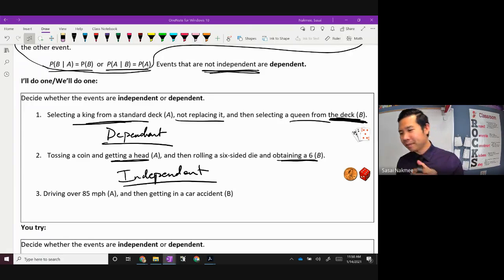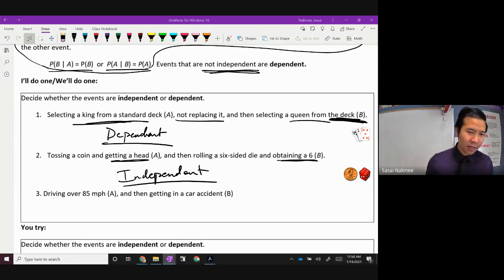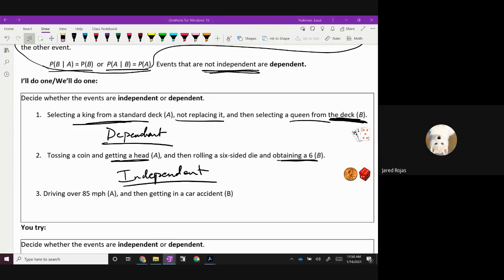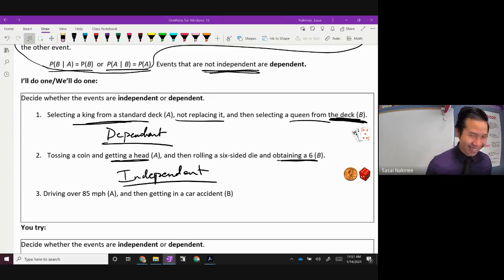Independent or dependent? Speeding and having a car accident. What would you guys think? Dependent or independent? Dependent. You can't get in a car crash without moving the car. Oh, that's a very extreme example, but yes, you're right. That's one way of looking at it.